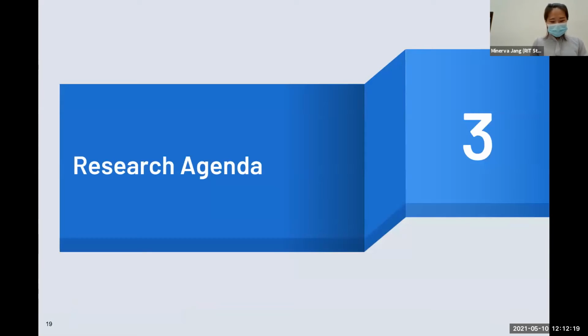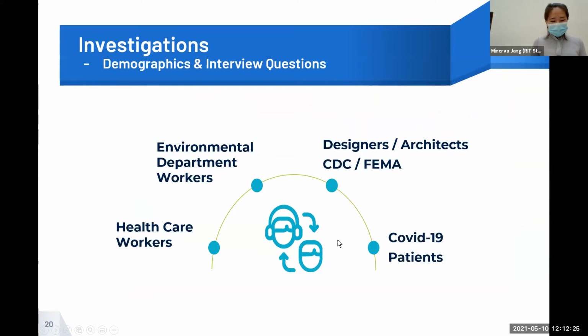For my research study, I created one-on-one interview questions in 4 categories depending on demographics. The first group is the healthcare workers who have experience working in New York City during the peak of COVID-19. This group can be split into 3 depending on their roles.